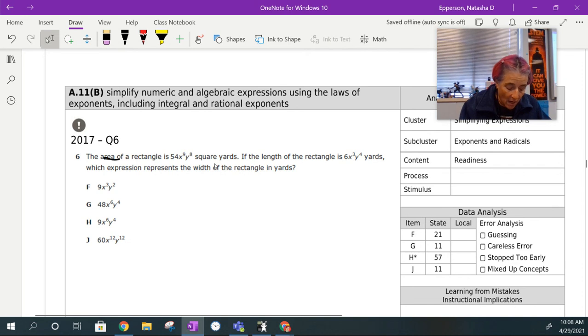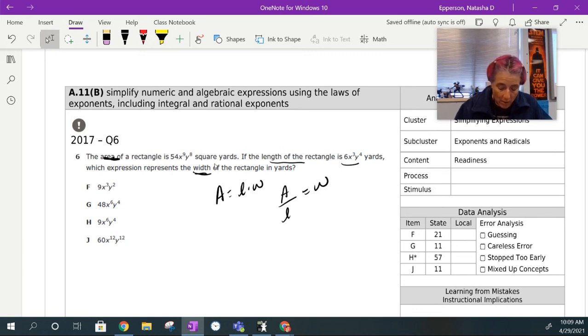All right. The area of the rectangle is 54x to the 9th, y to the 8th square yards. The length is this expression here. Which expression gives us the width? This is not multiplication. Think about this. Area is equal to length times width. If we're looking for the width, that's going to be A divided by L is equal to our width. So I'm going to say 54x to the 9th, y to the 8th, divided by 6x squared, y cubed, x cubed, y to the 4th, and that's going to be equal to our width.